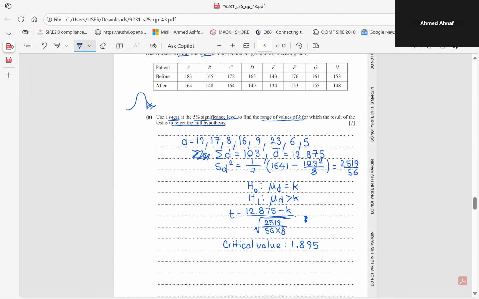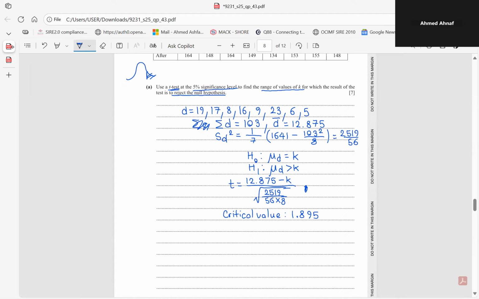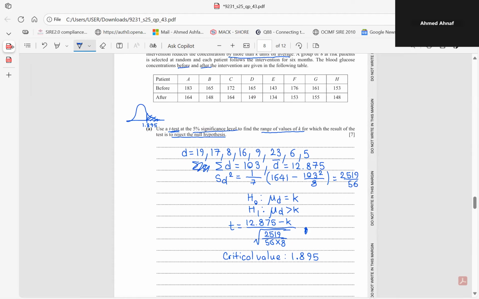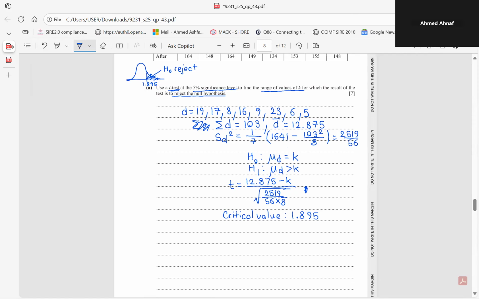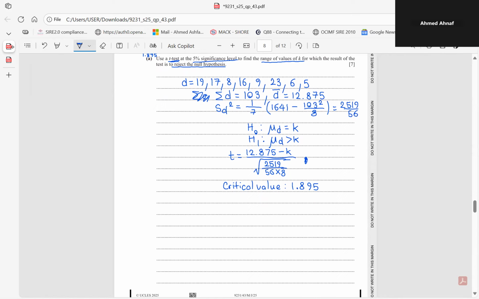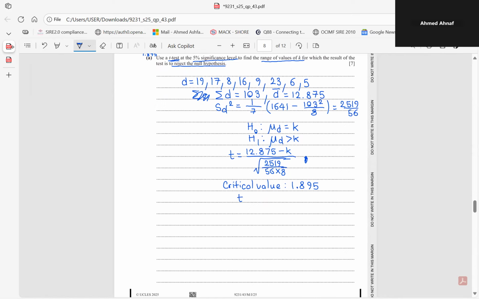And they told us to reject the null hypothesis. So recall, when do you reject a null hypothesis? I've drawn the distribution here. This is the critical value. And we know for this test, t-test, z-test, we can only reject H naught when the test statistic is more than the critical value. All right, so we can say that our t is more than or equal to 1.895.